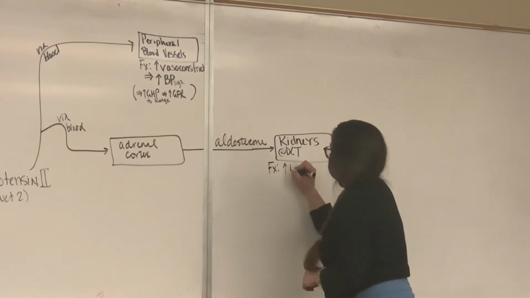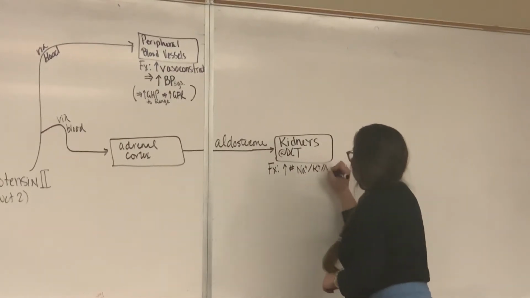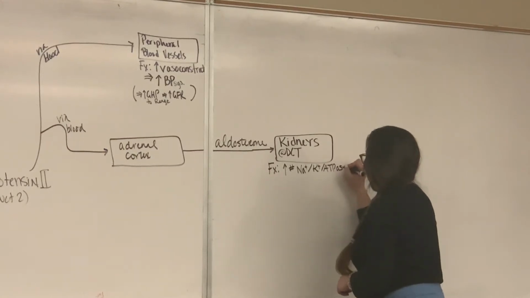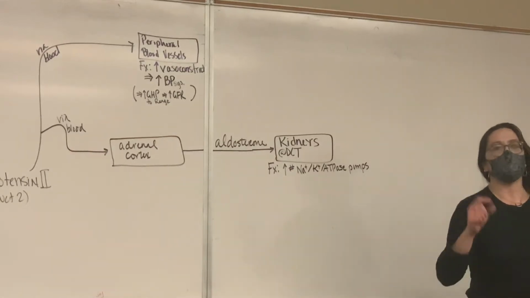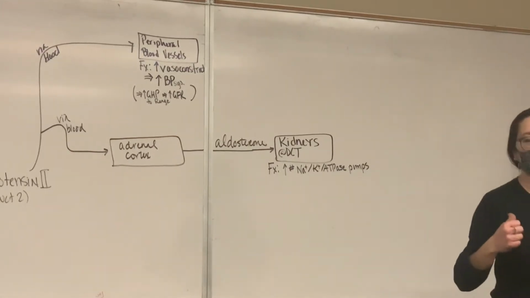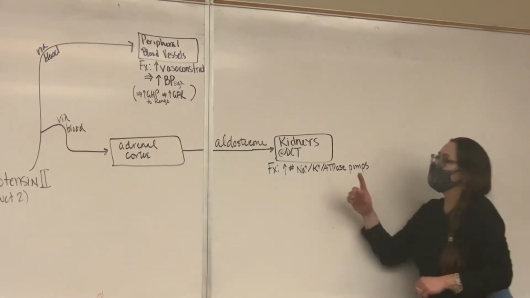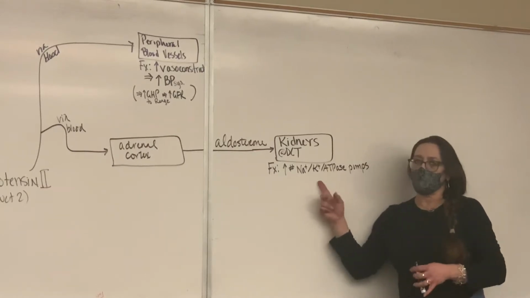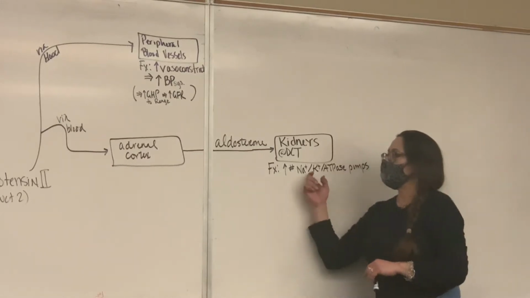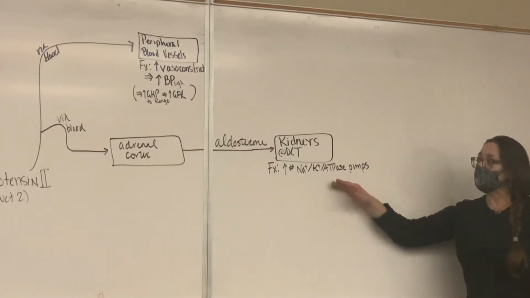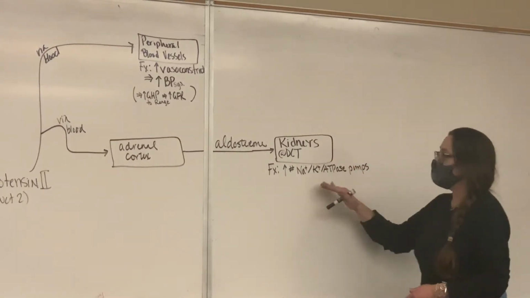In particular, it will turn on a gene that causes an increase in the number of sodium-potassium ATPase pumps. That's the gene it targets. It causes the gene for sodium-potassium ATPase pumps to crank up production of those pumps. Remember, this is a counter transport pump. It moves sodium one direction, potassium the opposite direction.